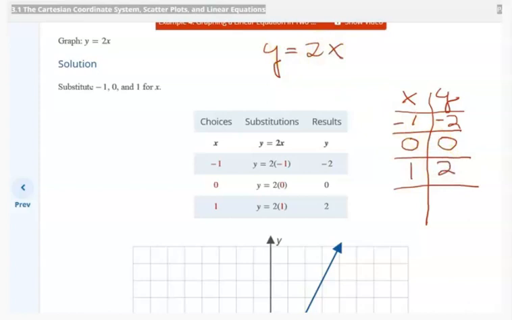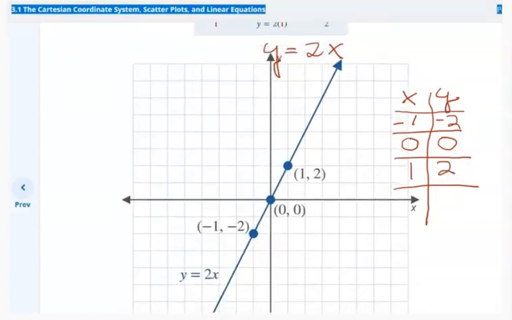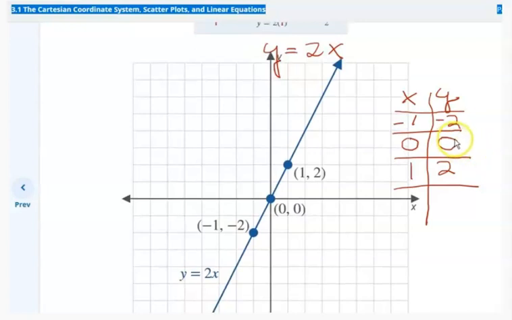So now what we're going to do is graph these, and they have a nice graph here. And lo and behold, they chose sort of what we did. So -1, -2 is over to the left 1, down 2. 0, 0 is our origin, and then 1, 2. So hopefully you've done a little sketch. Yours is going to be somewhat crude because it's a sketch. You want to know the protocol for doing it.